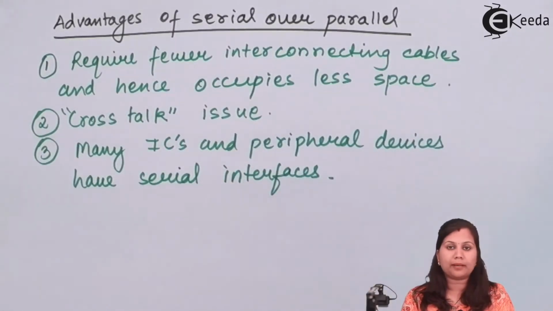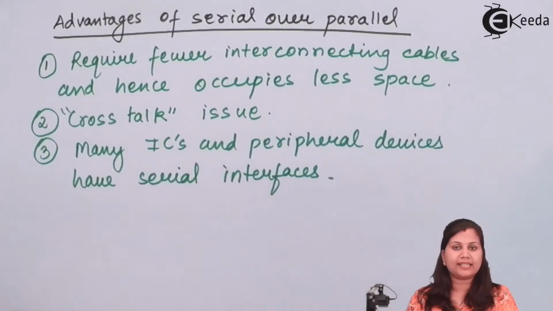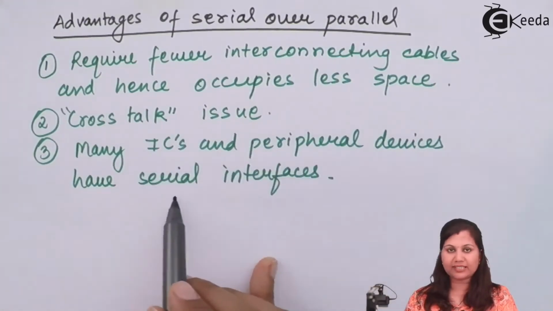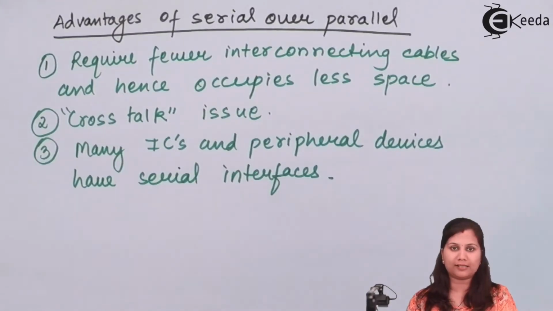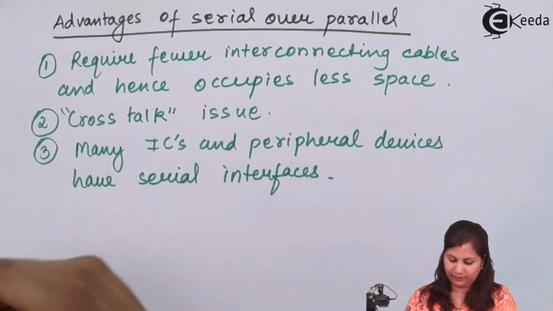Now, computers and microprocessors have to interface with peripheral devices, and these ICs also have to communicate. For communication, these peripheral devices and ICs have serial ports. No parallel ports are available. So they have serial interfaces. That is why computers and microprocessors have to use serial transmission of data. Parallel data has to be converted into serial data for the transmission.